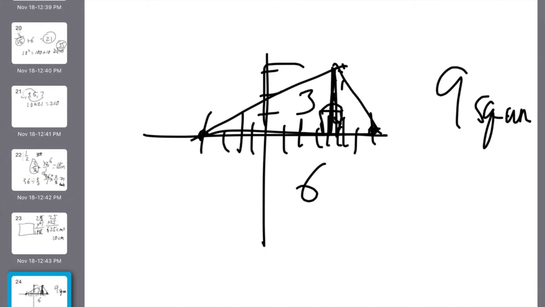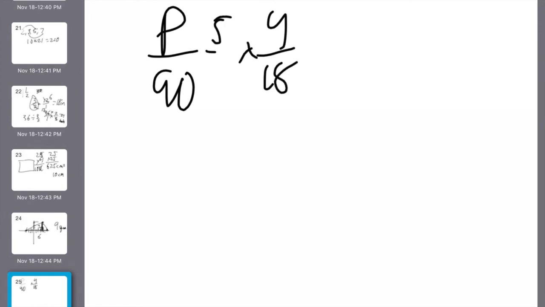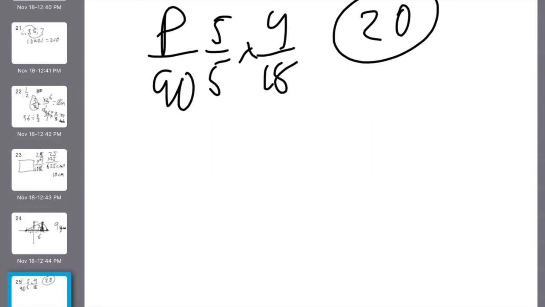Number 21. You have P over 90 equals 4 over 18. If you're quick on the math, you know 18 times 5 gives me 90, so 5 times 4 is 20.